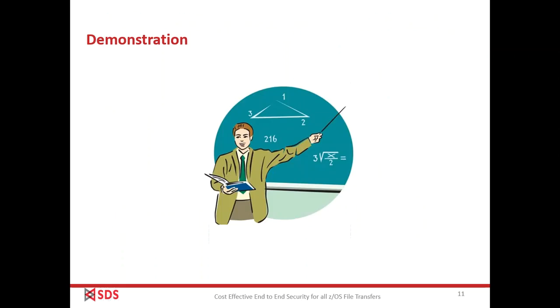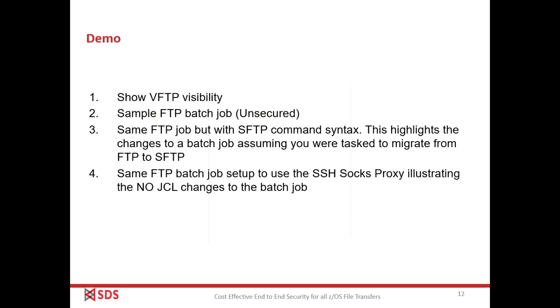All right, so I'm going to get into the demo, but just to briefly talk about what I will be doing in the demo, I'm going to show first the VFTP visibility on the user interface. Thereafter, show you a regular FTP batch job. Everybody's used this on today's webinar, unsecured, so not going to spend too much time on that. Then use the same batch job, but show you how I've converted that batch job to SFTP command syntax. This highlights the changes to a batch job, assuming that you were tasked to migrate from FTP to SFTP.